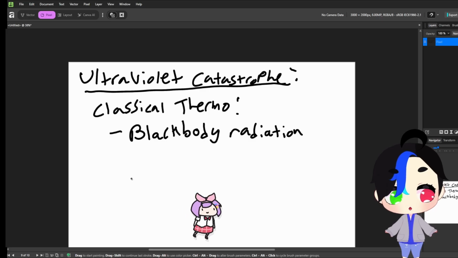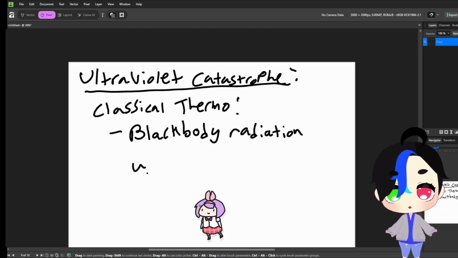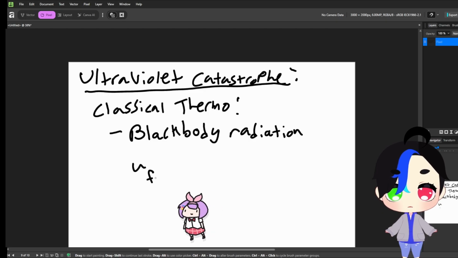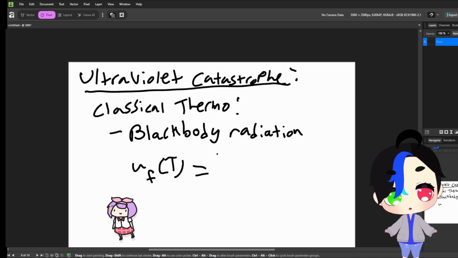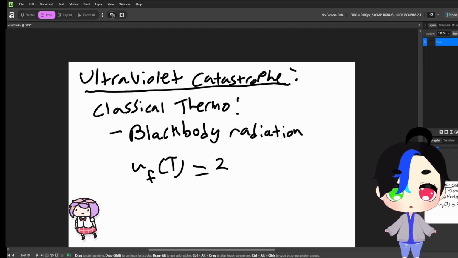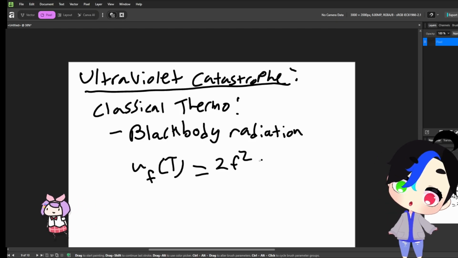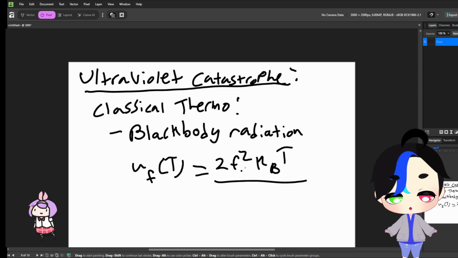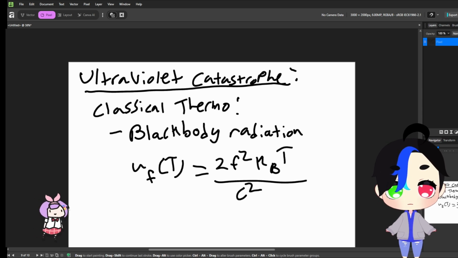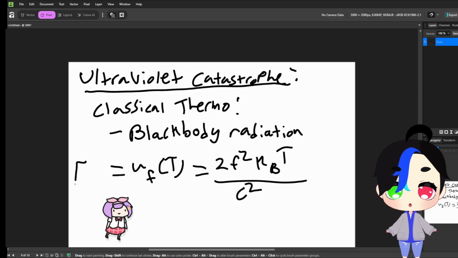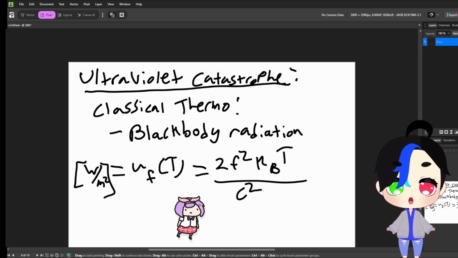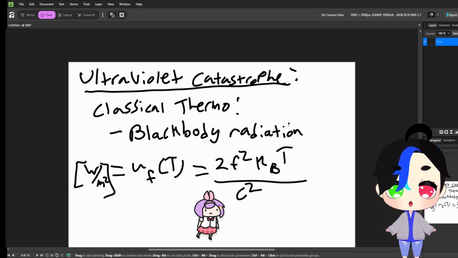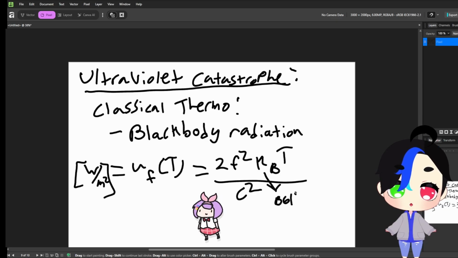All right. So I'm going to call this the spectral emittance, which I will explain in a bit. Frequency dependent, as a function of the temperature, is equal to 2, still using nu, f squared kBT over c squared. Where U of T has units of watts per meter squared. So the spectral emittance is a power emitted per unit surface area, and this kBT is Boltzmann's constant.